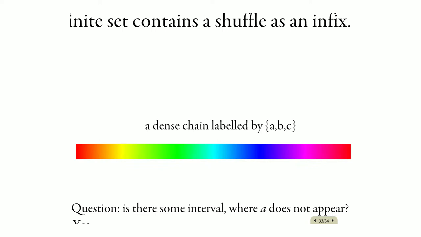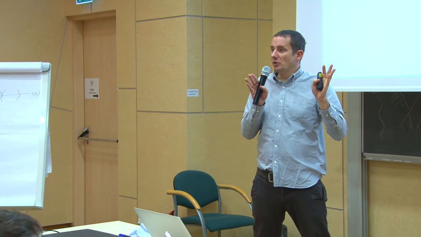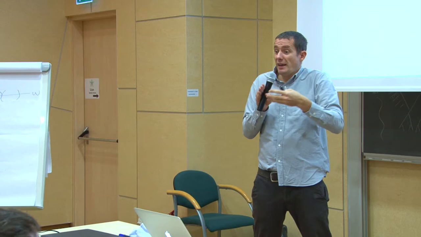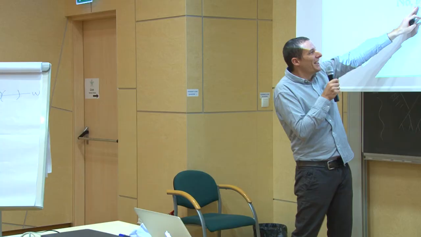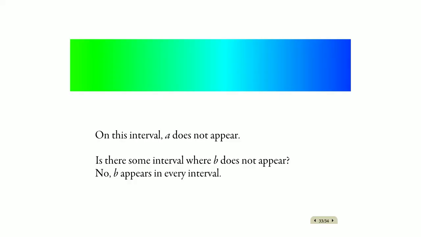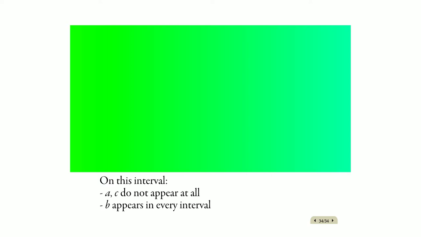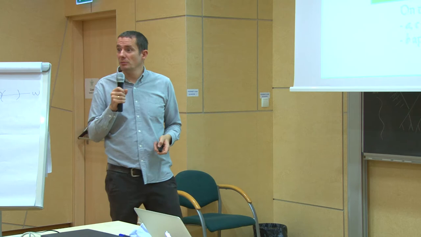So maybe yes. If the answer is yes, that means I can zoom into that interval and A does not appear at all. So my alphabet has decreased. But the rational numbers have this fractal structure. So again, I have the rational numbers. So now I ask, is there some interval where B does not appear? And maybe yes. Maybe no. That means it appears in every interval, so it's dense. And this will be preserved when zooming in. So now I zoom in again, and I ask, is there some interval where C does not appear? And maybe yes, so I zoom in. So I have zoomed in, so A and C do not appear, but B continues to be dense. So it's a shuffle. So it's a very simple argument. Nothing going on combinatorially here.